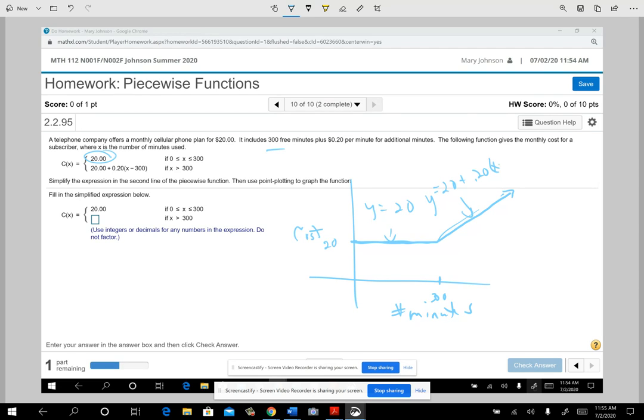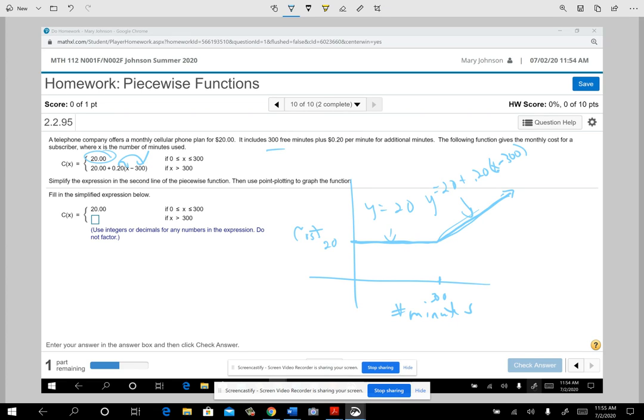And then this piece is where the rule is y equals 20 plus 20 cents for all the minutes beyond 300. So if you subtract 300 from your number of minutes, that will tell you how many extra minutes you had, and you pay 20 cents for those. And so it causes you to have a line with a positive slope. All right, really all this problem is asking you to do is to simplify the second rule. So all you really do there is distribute, and you'd have it.